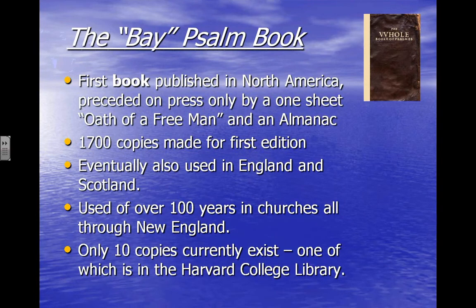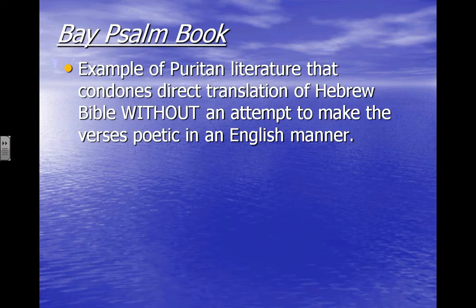It was very popular, but today there are only 10 copies currently existing. So if you own one, it's worth quite a lot of money, and it certainly makes sense to have one of them at Harvard College Library. A little excerpt from the Bay Psalm Book, or the rationale behind it. The Bay Psalm Book itself is a really great example of Puritan literature that favors a direct translation of the Hebrew Bible without any attempt to make the verses poetic in an English manner. And if you know anything about the King James Bible, it is a very poetic translation.